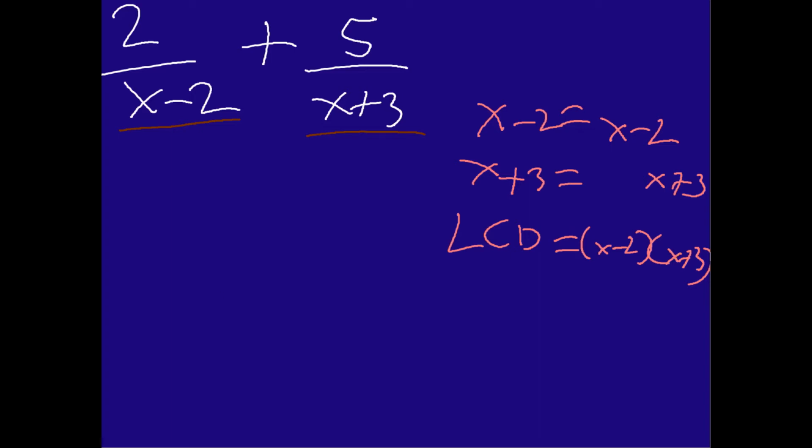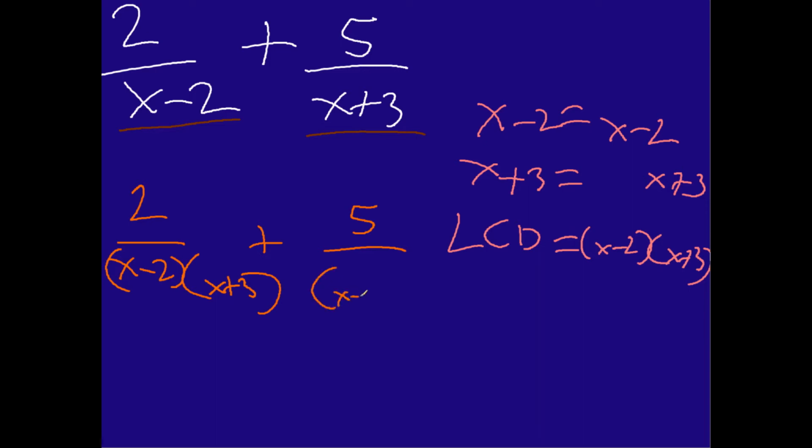When you have this information, it changes what the denominator is going to be. So our new rational expressions are as follows: 2 over (x minus 2)(x plus 3) plus 5 over (x minus 2)(x plus 3). That's what we have here.